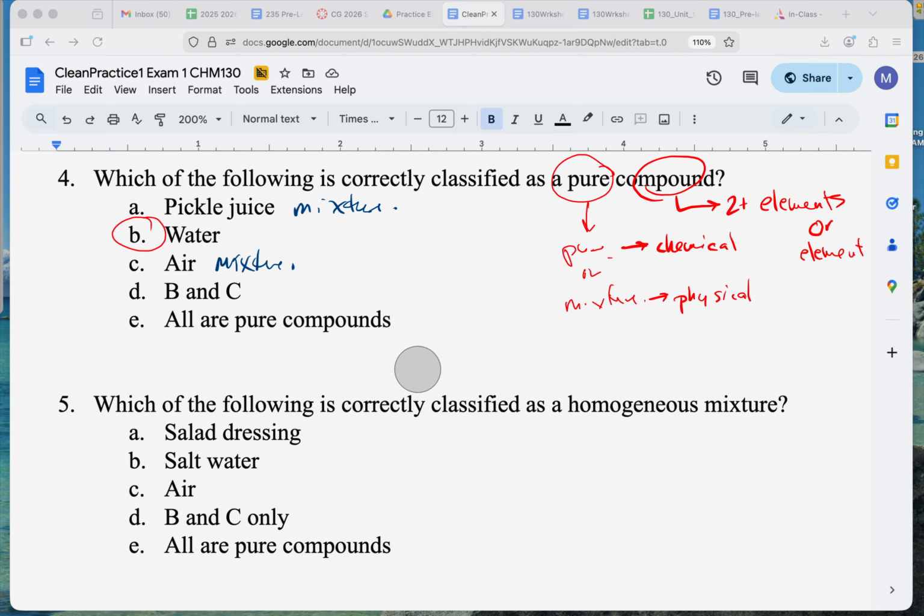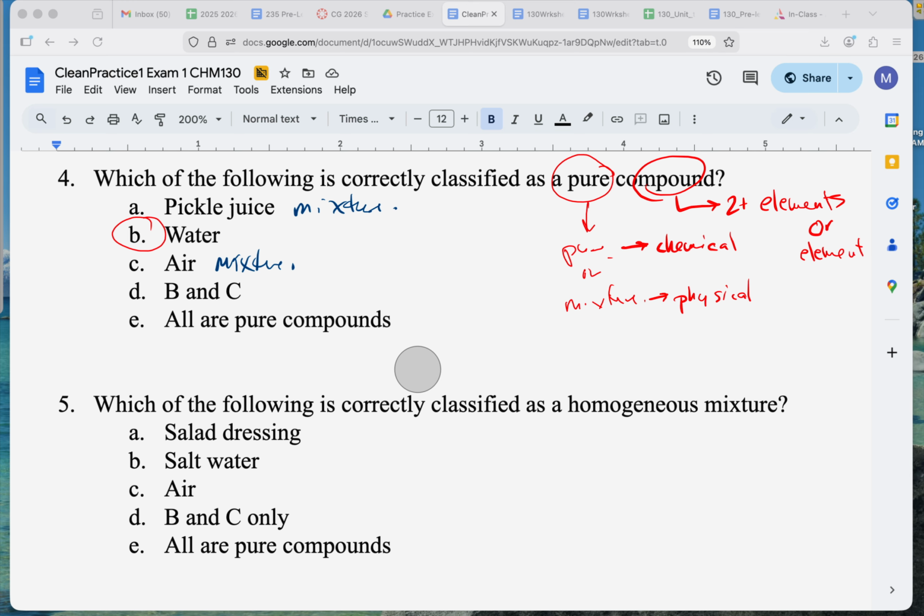So if I do know that pickle juice does not have pure elements, meaning that it's a mixture, and water is the only one. I'm trying to really nail down what a pure compound is. It's one that has pure elements chemically bonded. Pure just means that it's a single entity. Whatever that single entity is, everything is connected, and when you look at the individual connected pieces, everything that shows up is the same connected piece, whereas pickle juice and air have things at different stages.